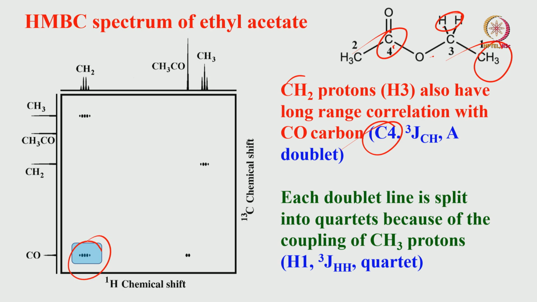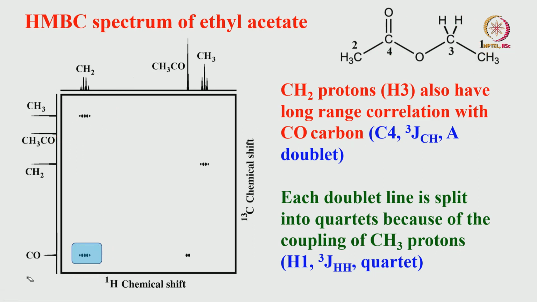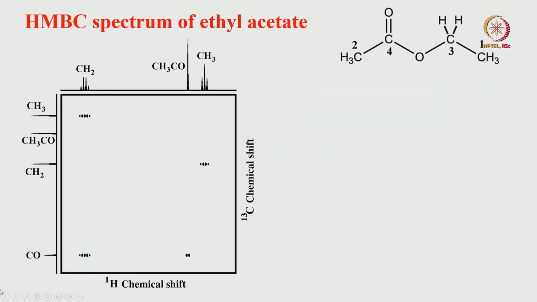See, again you get a pentet like you saw in the previous example, like here. Again it is a pentet because these two are correlated to this and this is also correlated to this. In both the cases, this proton will split this into a quartet. Exactly what you are seeing. Again it is a quartet where some of the lines are overlapped here.